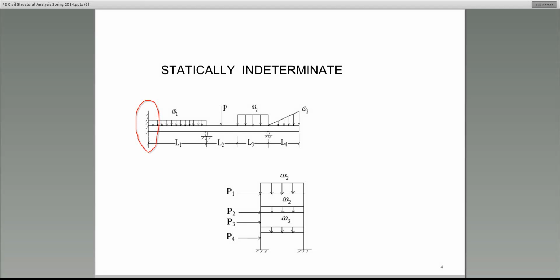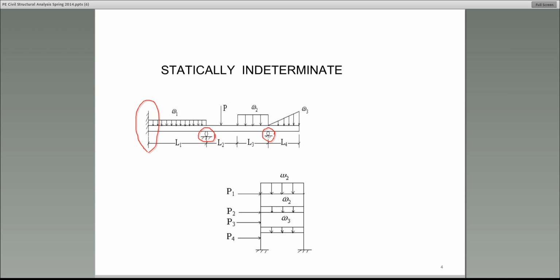Then the next support that we encounter is this one, and that's supposed to be a circle, so that is a roller, so one unknown. And then the other support that I see is this one on the far right, and that's also a roller.